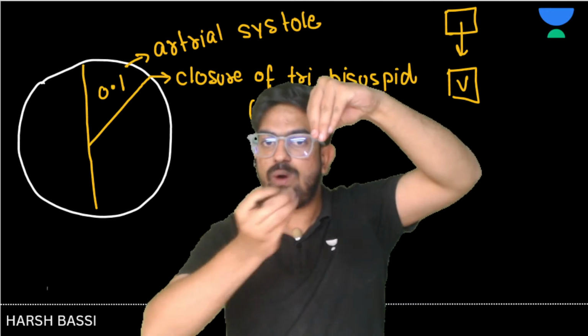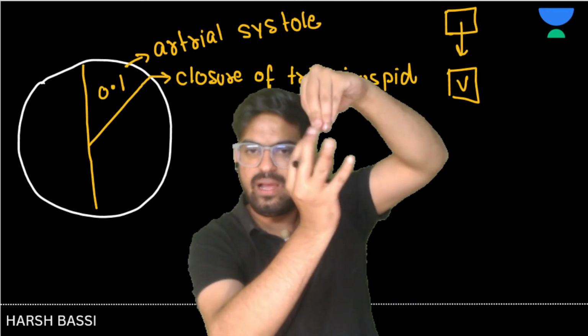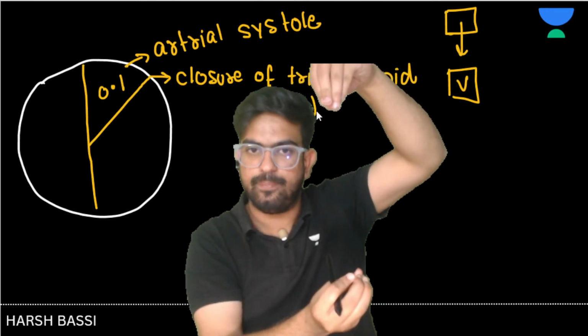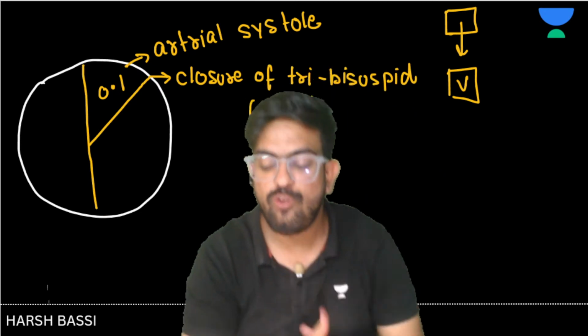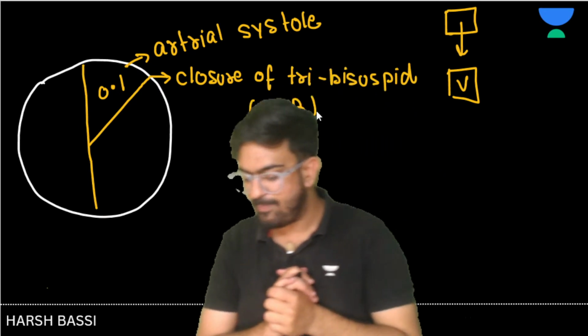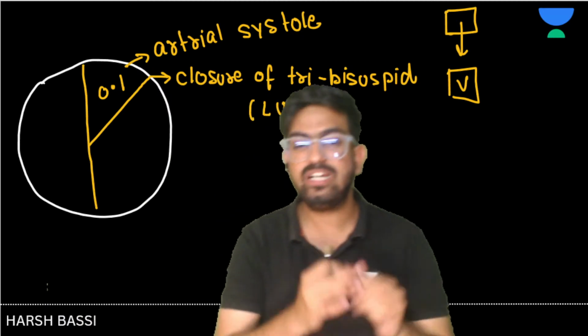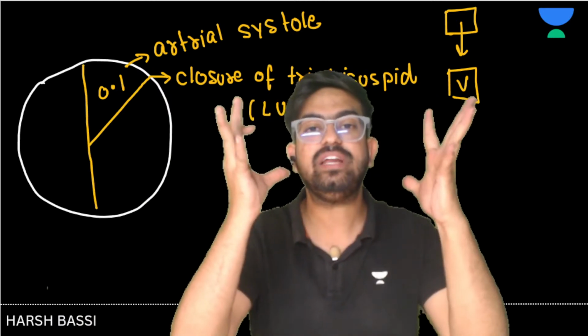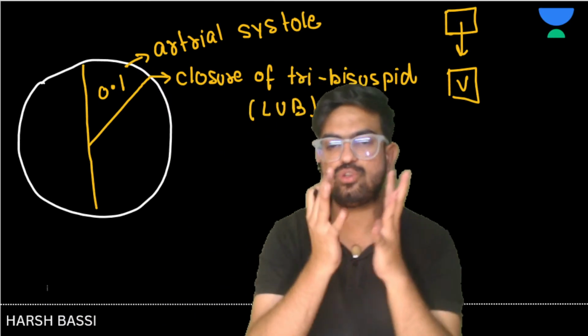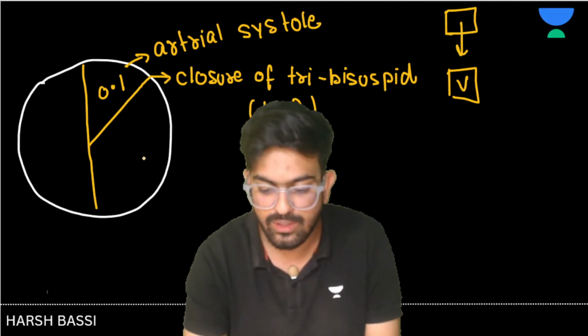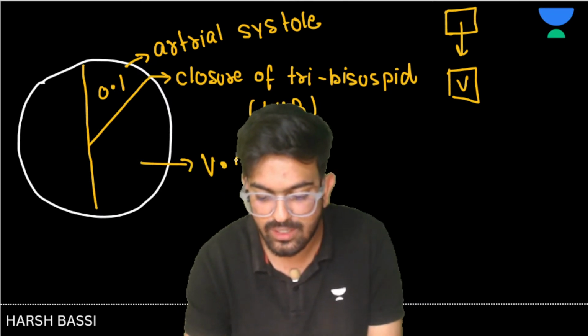आर्ट्रिया सिस्टोल हुआ, एवी वॉल्व खुला, ब्लड वेंट्रिकल्स के अंदर गया, एवी वॉल्व बंद. Now what will happen बच्चों? वेंट्रिकुलर सिस्टोल होगा. Yes or no? Ventricular systole.